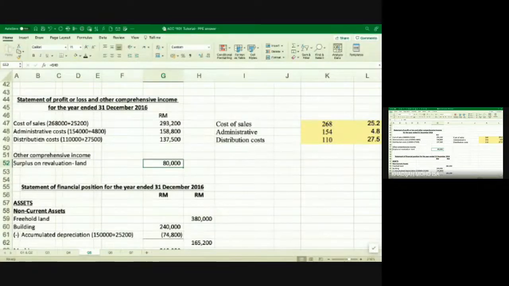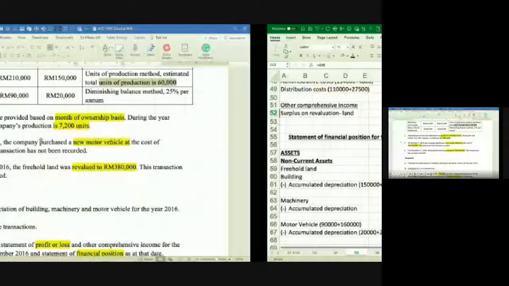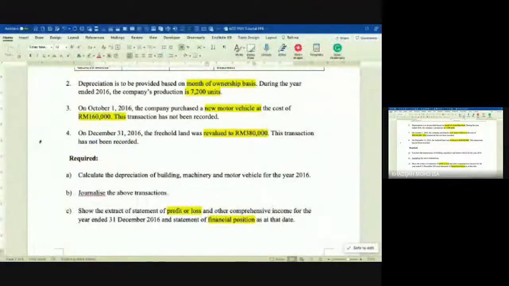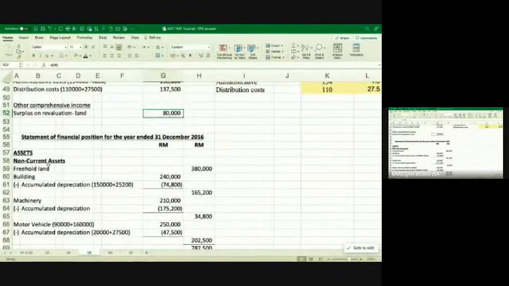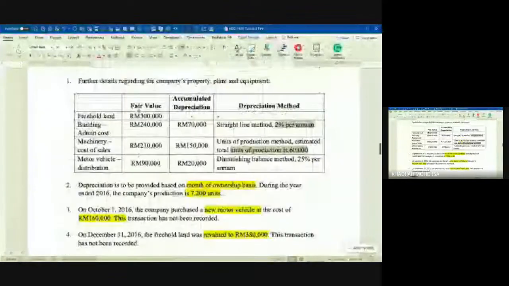Okay. Is that clear for your statement of profit and loss? Okay, then for your financial position, right? You have your non-current assets. Remember, you have the freehold land, right? So that's why I say that if I were you, I would put it like this.